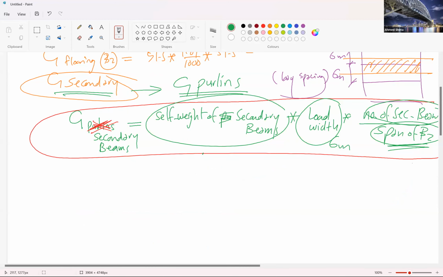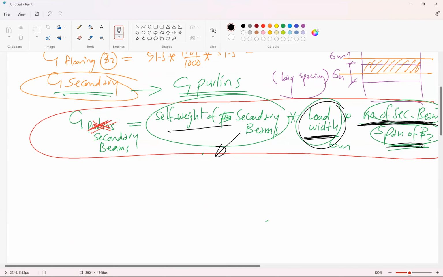So like what we have done in this formula, can you see the screen now? We summation all the self weight in this load width. So self weight times the number of secondary beams is the total load in this load width. And then we distribute it again by dividing it over the span of the beam. This is the idea: summation of all the loads of the secondary beams and then distribute it again.